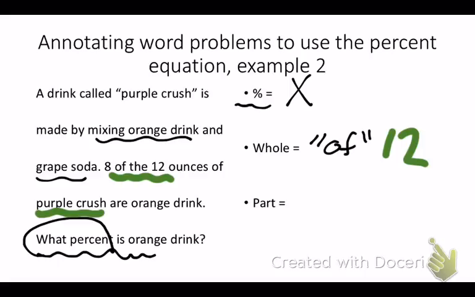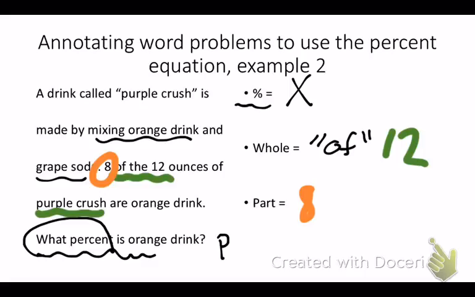Finally, my part has to be this 8. 8 of the 12 ounces are orange drink. Okay, so my part has to be 8. Honestly, it's got to be 8 because it's the only number that I have left. And it makes sense. What percent is orange drink?